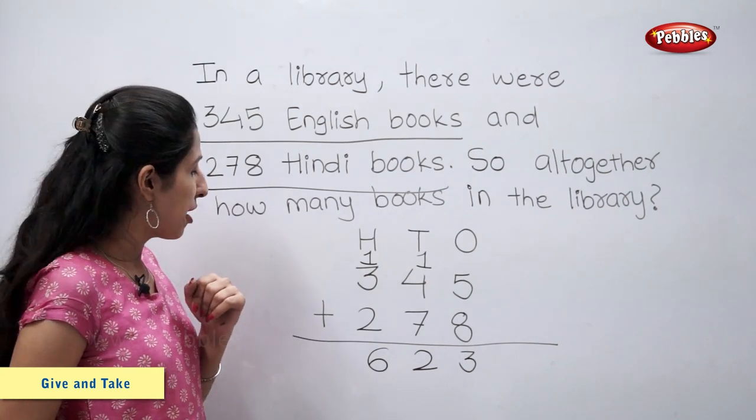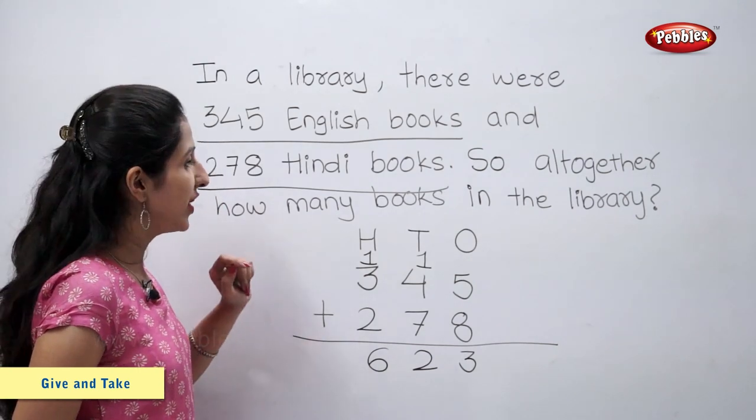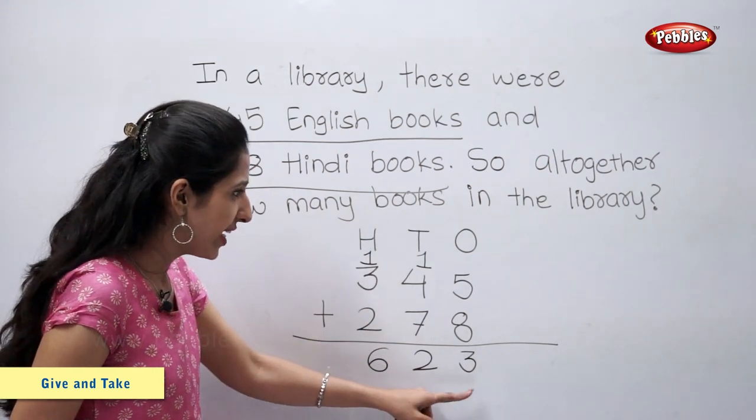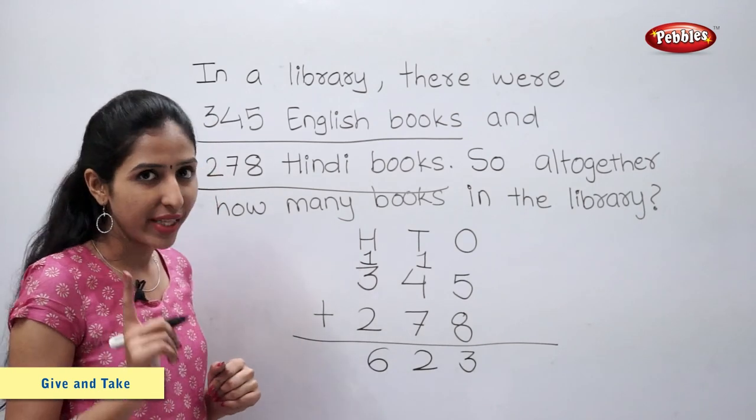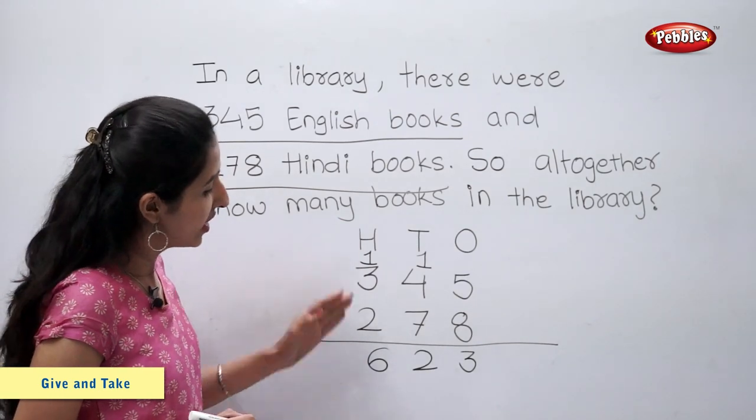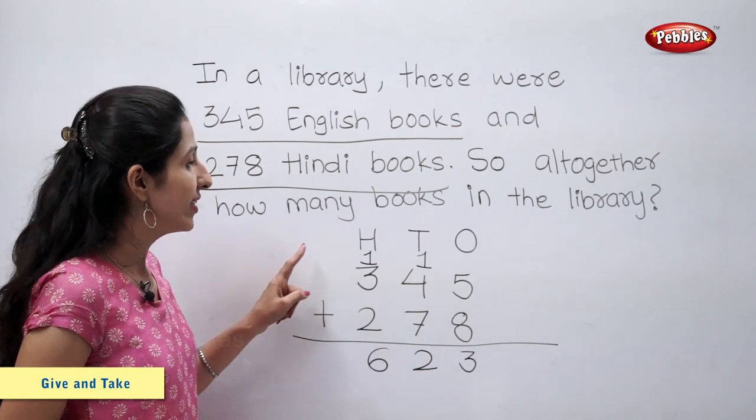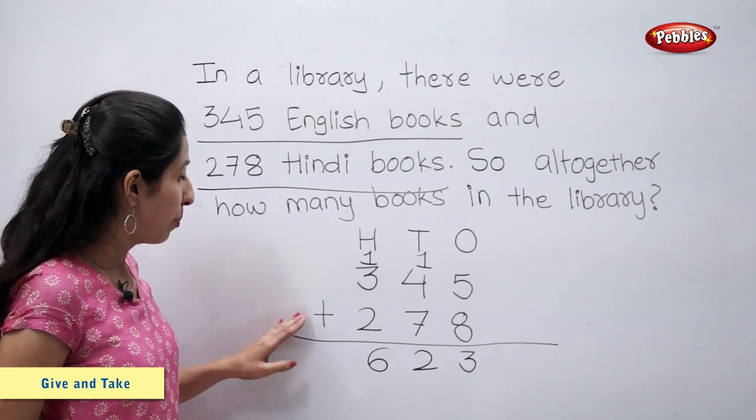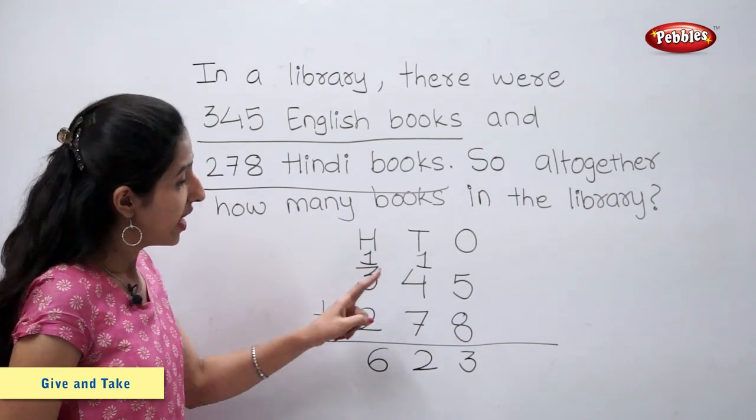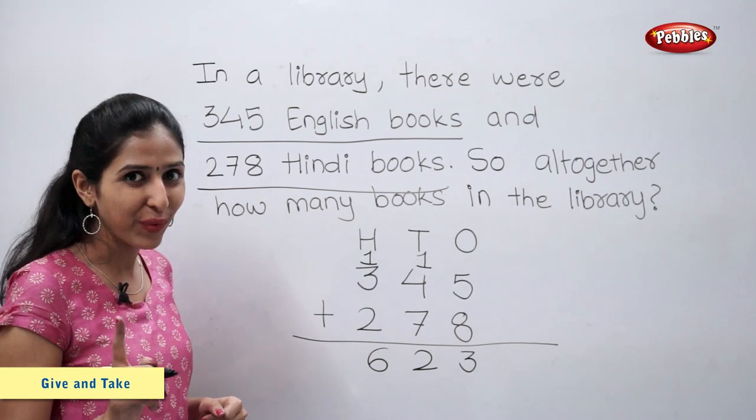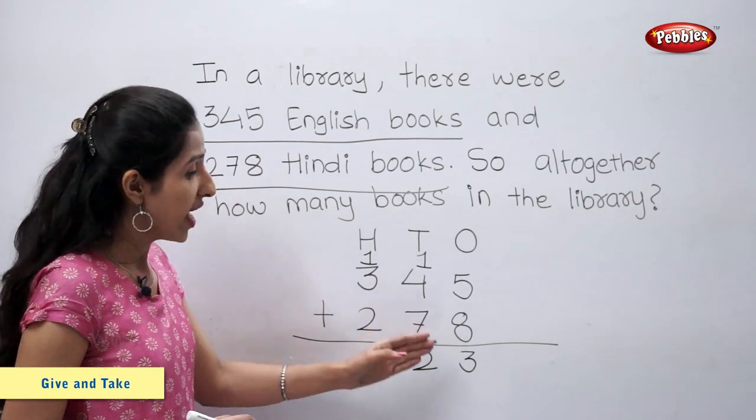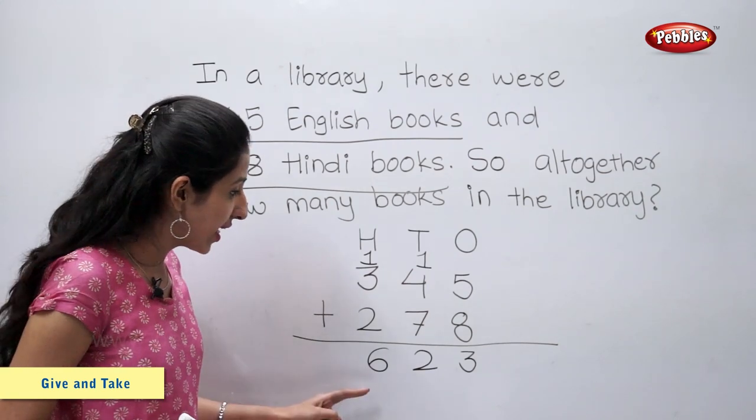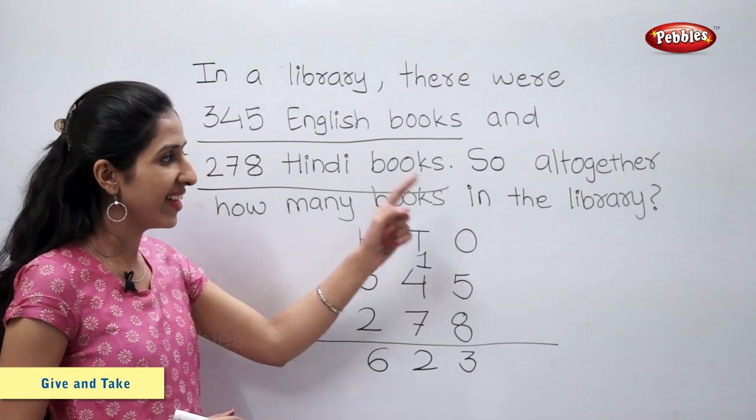Students, now we have 6 hundreds, 2 tens, 3 ones. So the number is 623. That means 345 plus 278 is equal to 623. So there are total 623 books in the library.